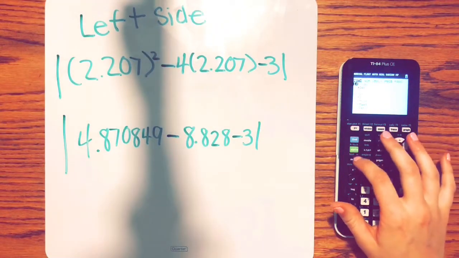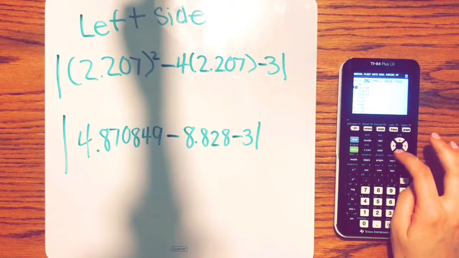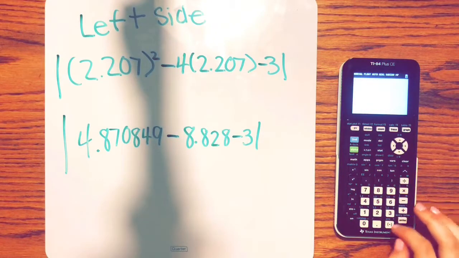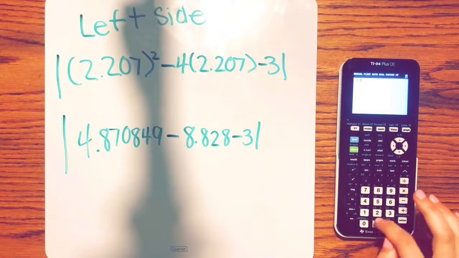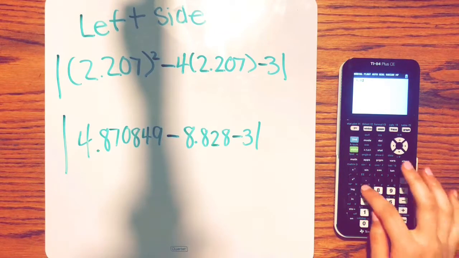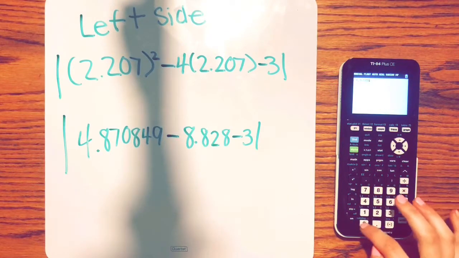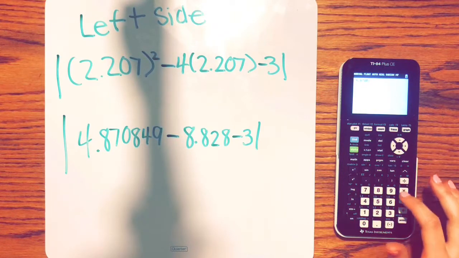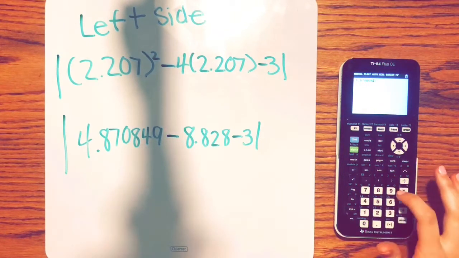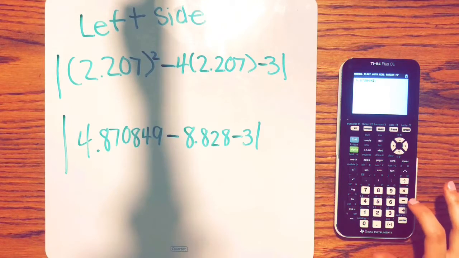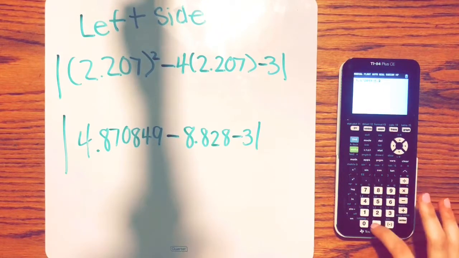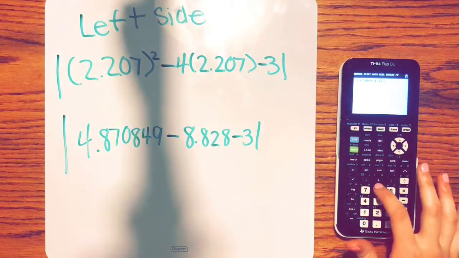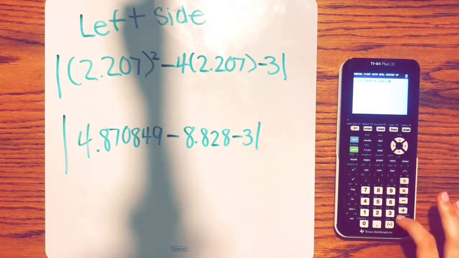The equation will end up being 4.87089 minus 8.828 minus 3. You will then continue to input these calculations into your calculator. Your final result of this equation will be 6.95715. Keep this in mind or write it down because we will need to look back at it later.